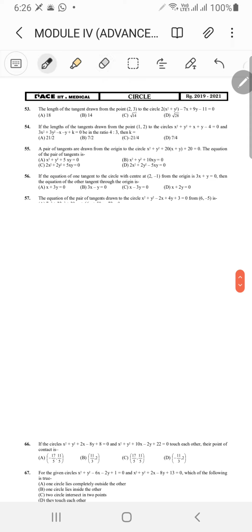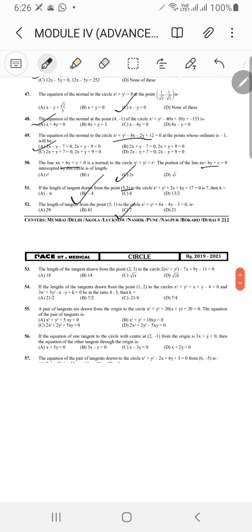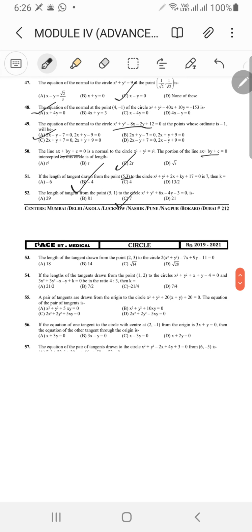55. A pair of tangents are drawn from the origin to the circle. The equation of the pair of tangents is, okay, from the origin to this circle. Okay, from the origin, fine. The equation of the pair of tangents is... from the origin. What did we do in the last one where we had been asked from a point to the circle?